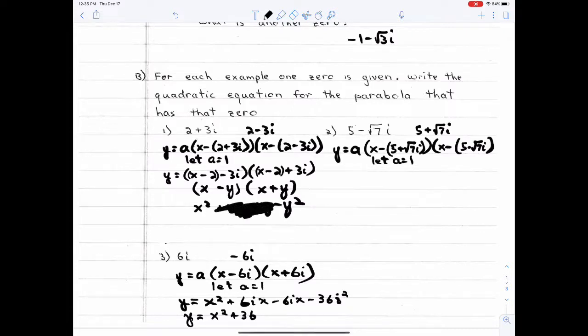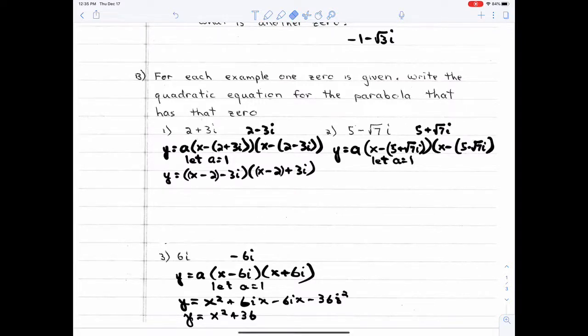So what do you really end up with when you multiply two conjugates? The middle term goes away. So you end up with x squared minus y squared, right? That was the idea of rationalizing, multiplied by the conjugate. Okay, so let me get rid of this. You don't need to write that down.